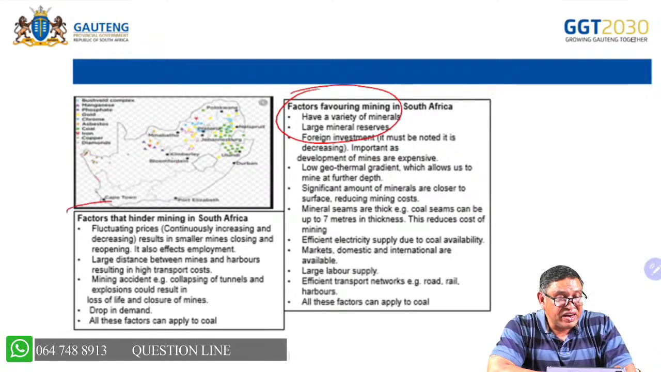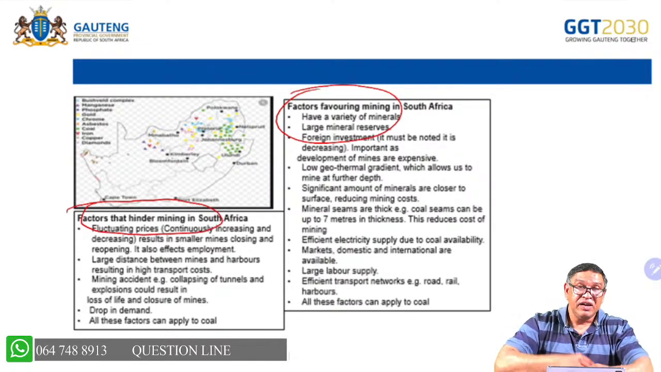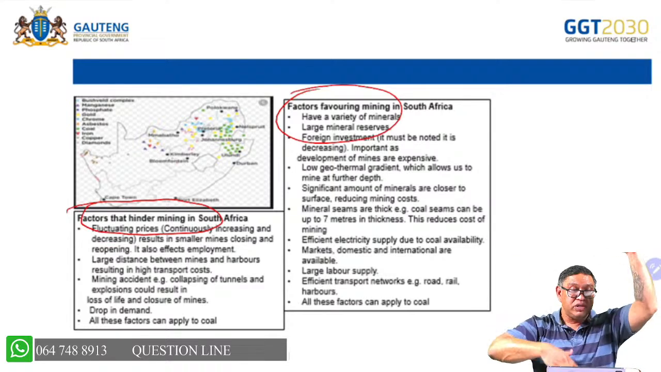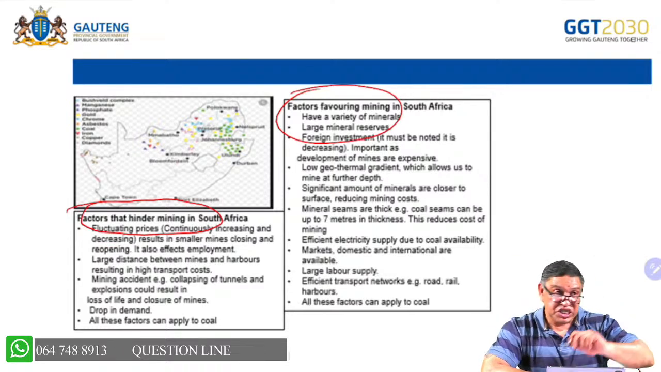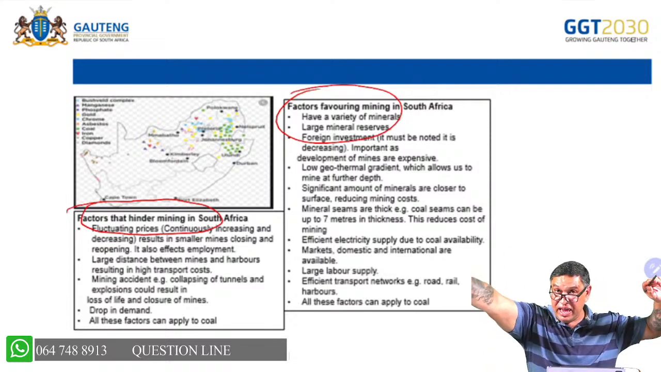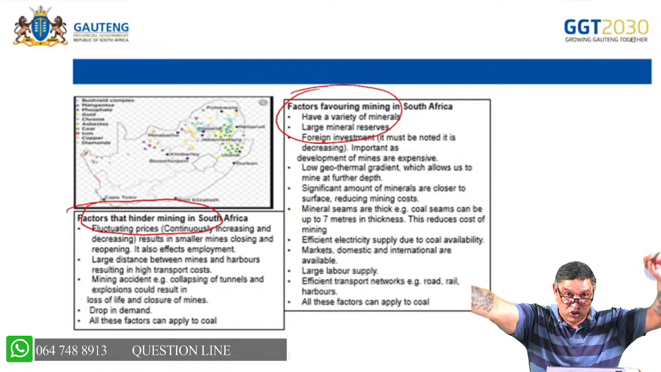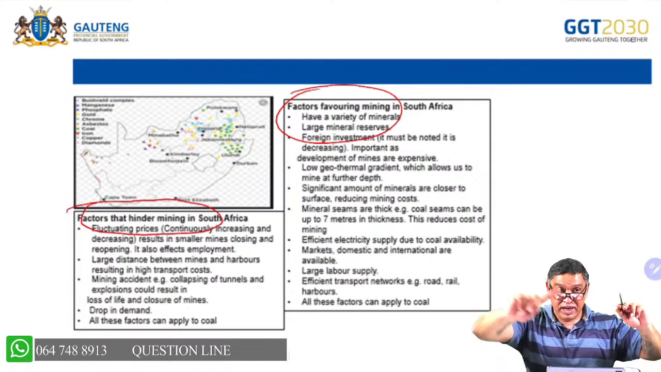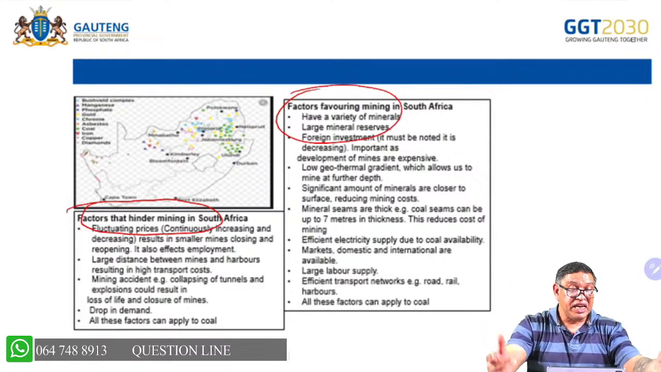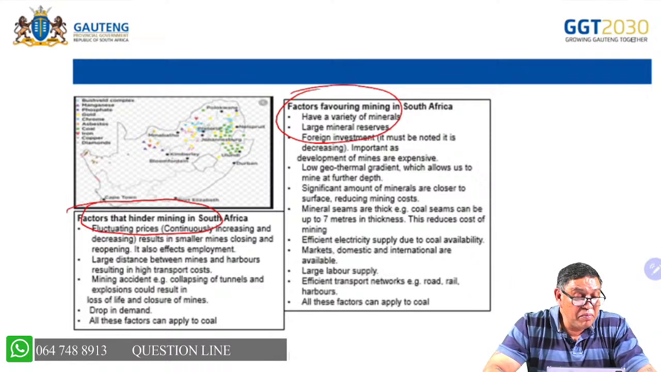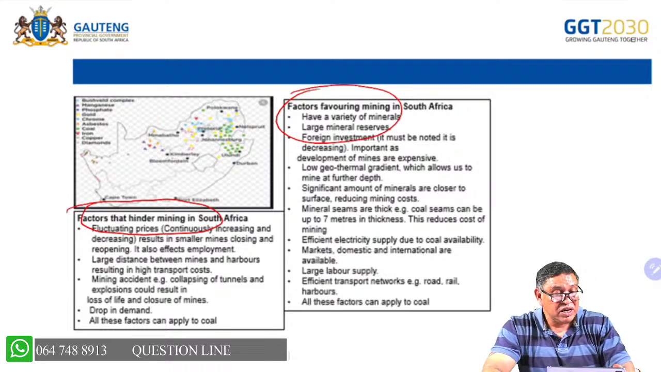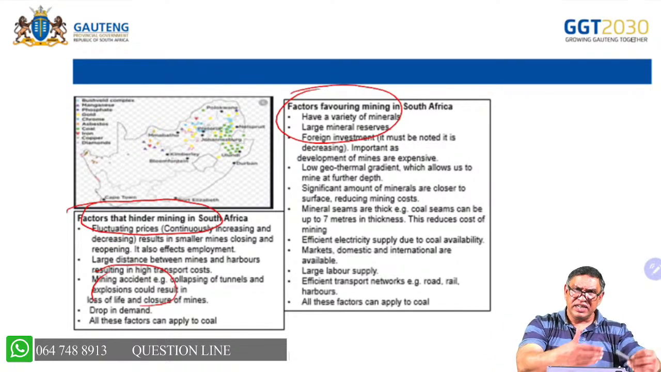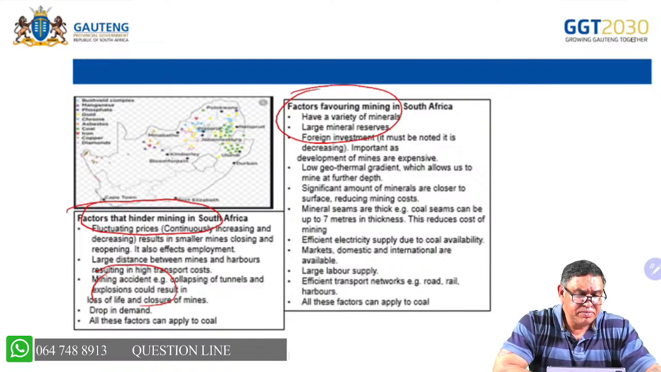And, of course, factors hindering, fluctuating prices, whether it goes up and down all the time. Large distance between the mines and the harbors. Johannesburg to Durban or Richards Bay is a long distance, making expenses much more in terms of transport, mining accidents. So we can take these factors and relate it to coal. Okay?